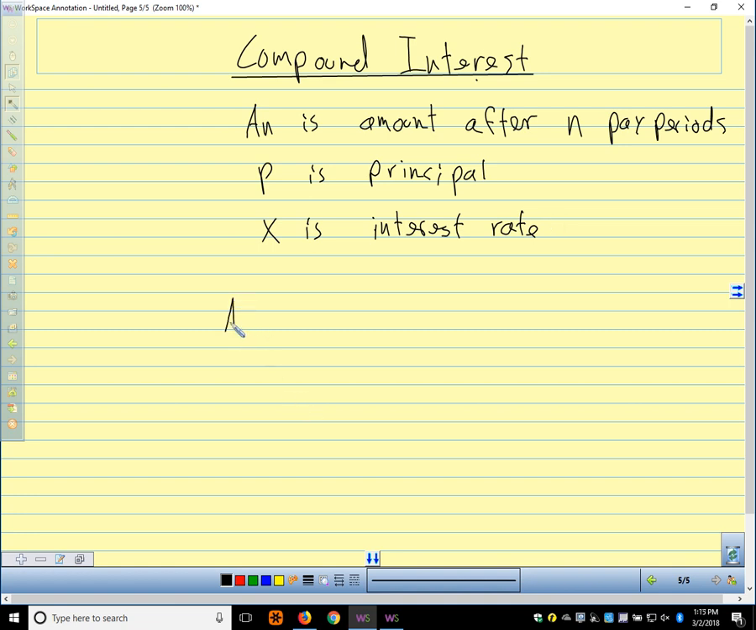So our original amount after 0 pay periods is just our principal. A sub 1, after 1 pay period, is going to be the principal plus the interest that we earn, P times X. So we earn interest on this and we add it to whatever we had. Well, I can factor out the P. This is going to be P times 1 plus X.